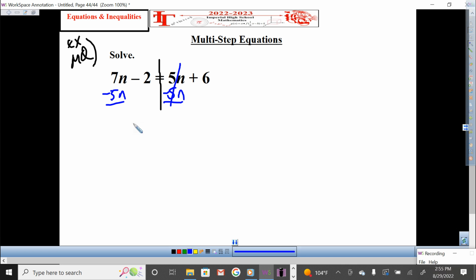We end up with positive 2n minus 2 equals 6. And then from there, the rest is history, yeah? All right? So from there, we do what? Add 2, add 2. We got 2n equals 8. Last but not least, divide by 2, n equals 4.